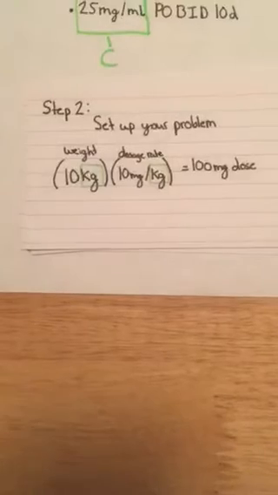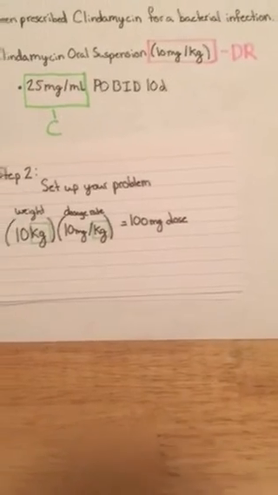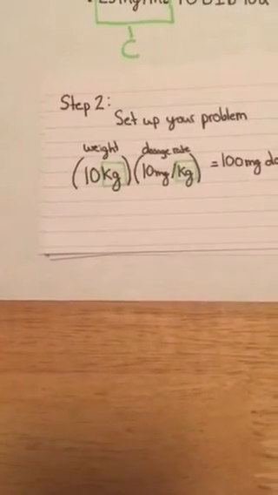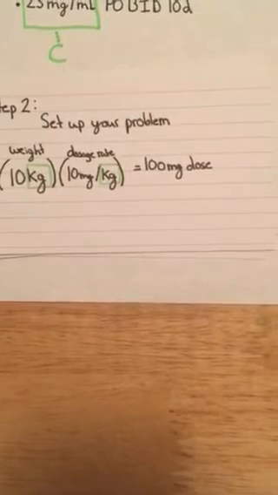The second step of this problem is we want to finish setting up the problem. So we want to take the weight, which we just figured out in kilograms, and multiply that times our dosage rate, which again is 10 milligrams per kilogram. So we multiply 10 times 10, that's going to give us 100. As you can see, our kilograms cancel out, which leaves us with milligrams. So that's going to be a 100 milligram dose. Now the dose is the quantity given to the patient at one time.